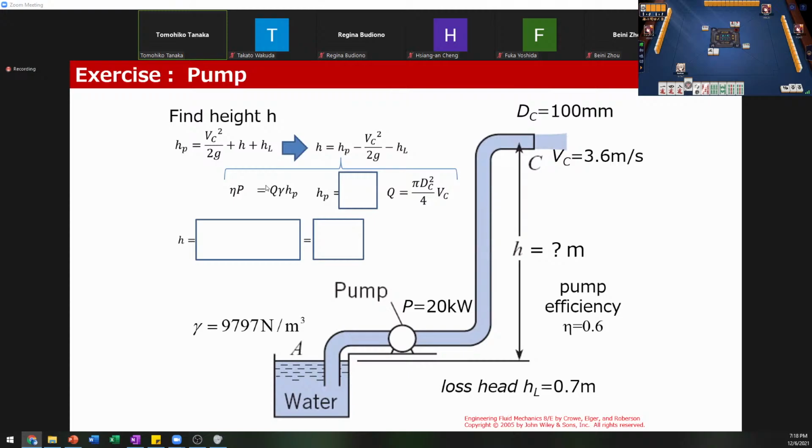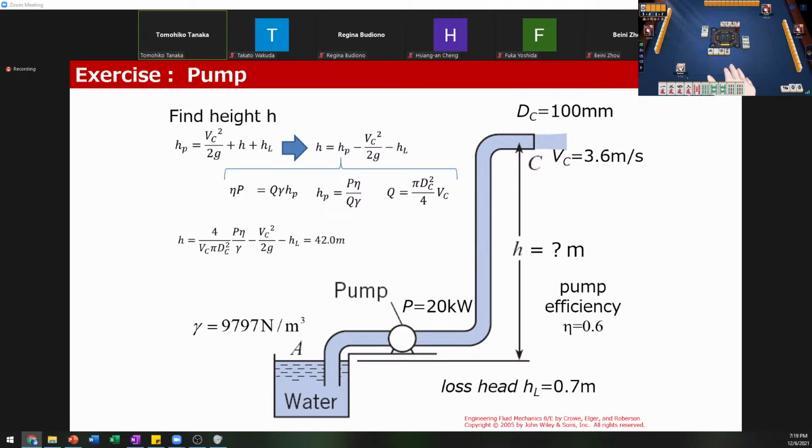Again, starting from the energy equations, Hp, the pump head, equals velocity terms plus h, this is potential, plus loss of head. And then you can substitute the pump head term with the Q, which is the volume flow rate. And then you can substitute all the numbers and you will get 42. Okay.